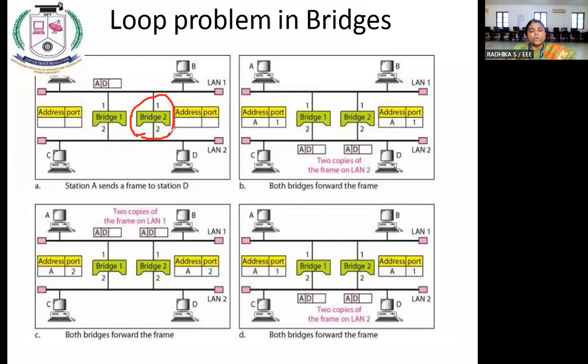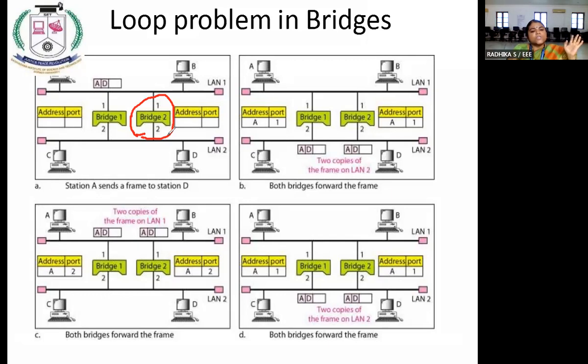We call it the loop problem. Just as an example, take this first diagram. We have LAN 1, with two devices, device A and device B, meaning devices with address A and address B. Likewise, we have another LAN 2, with two devices, C and D, and they are connected using bridge 1, and there is also one other redundant bridge, bridge 2. Initially, the bridge tables for both bridge 1 and bridge 2 are empty.